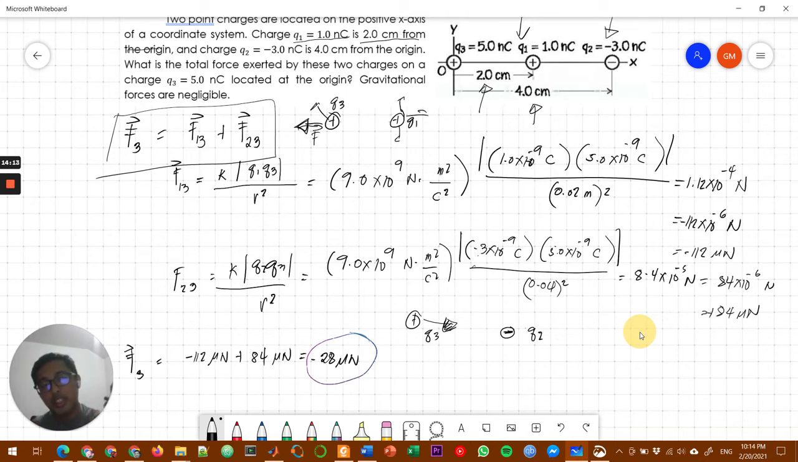You can also calculate the force felt by Q1 with respect to Q3 and Q2. The same thing, you can calculate the force felt by Q2 because of the presence of Q1 and Q3. I will leave that to you as an exercise. So you can do that at home for practice.